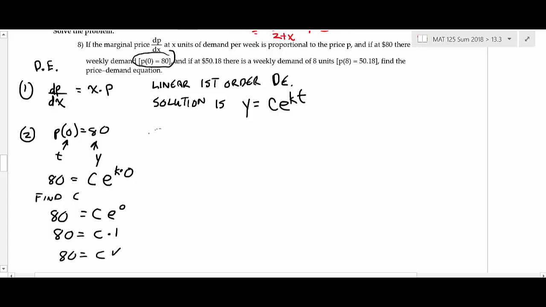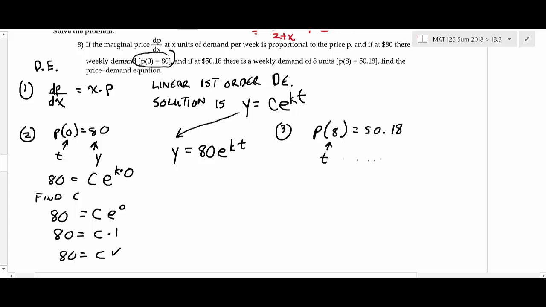Now we just put this together. So if we take this general solution, we get y equals 80 e to the kt. Now there's a reason why they gave you another point, because now we can find k. So we're going to take the other point, P of 8 equals $50.18. Again, t is 8, y is this, and we're going to plug in to this solution here.